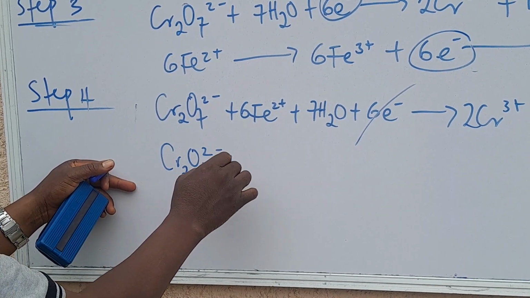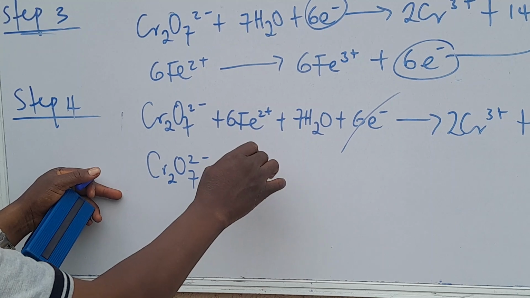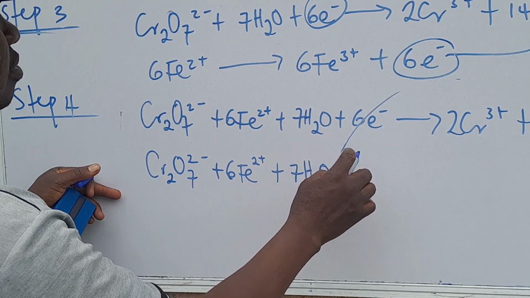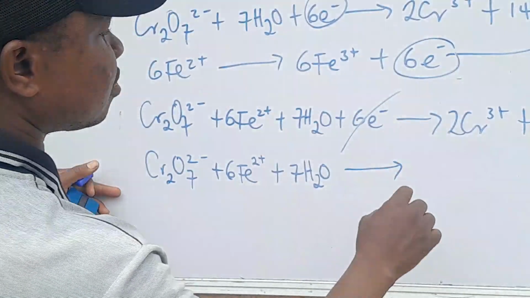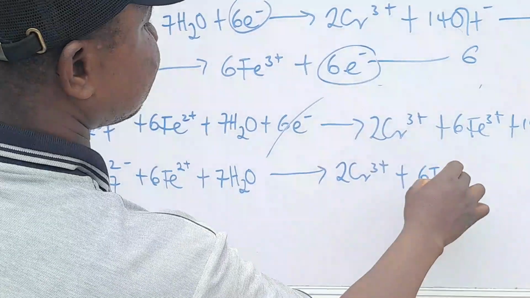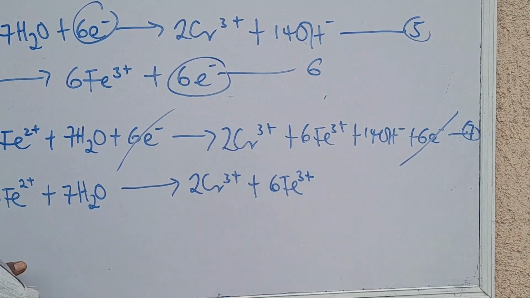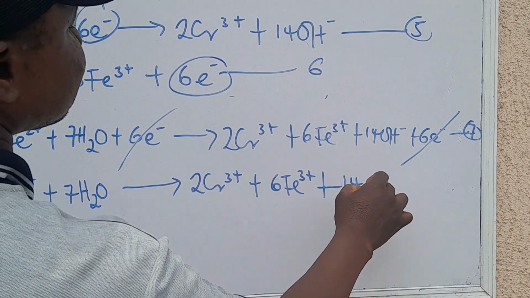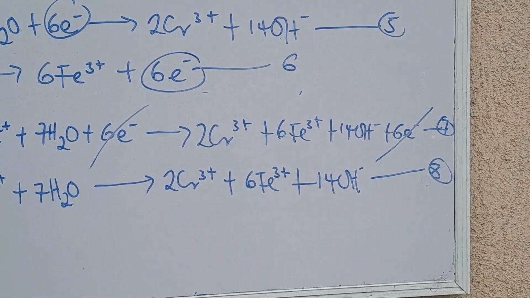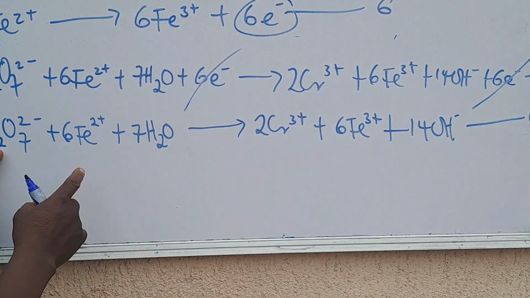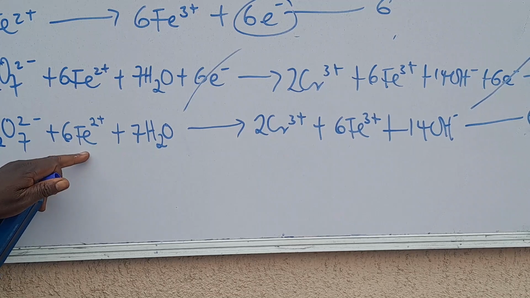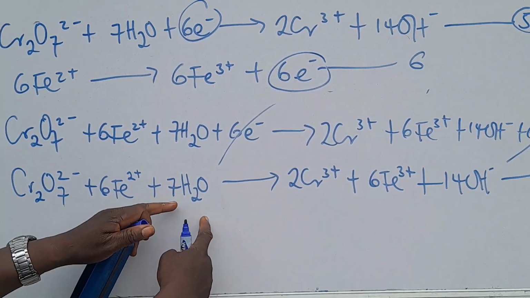So finally, Cl2O7 2- plus 6Fe2+ plus 7H2O, and nothing again there. So we have 2Cl3+ plus 6Fe3+ plus 14OH-, and equation 8. So let's check quickly. Chromium 2, oxygen 7 plus 7, 14, oxygen 14, Fe 6, hydrogen 14, hydrogen 14.